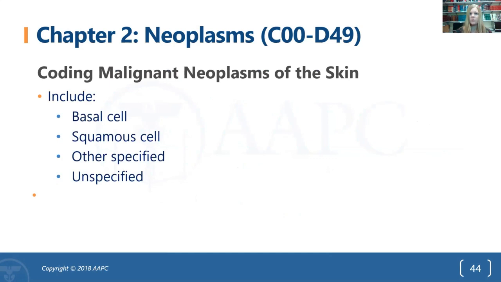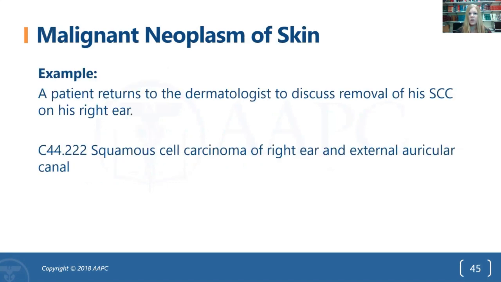Multiple code subcategories exist for coding malignant neoplasms of the skin. Category C43 contains codes for malignant melanoma of the skin, and then the subcategories break down by site and laterality. So they include basal cells, squamous cells, and then other specified and unspecified codes. For example, patient returns to the dermatologist to discuss removal of squamous cell carcinoma on his right ear. The appropriate code is C44.222 for squamous cell carcinoma of the right ear and external auricular canal.